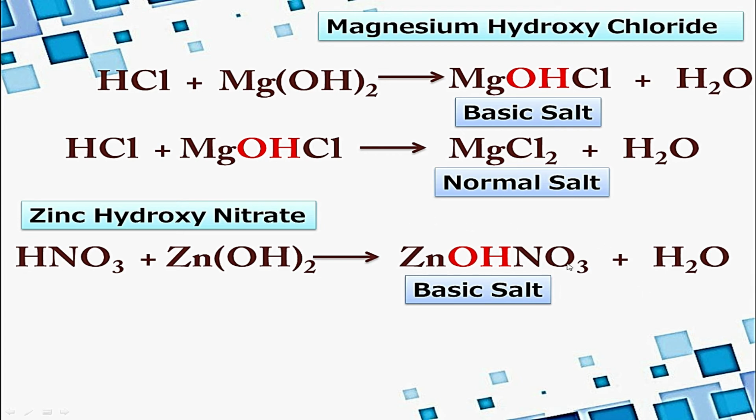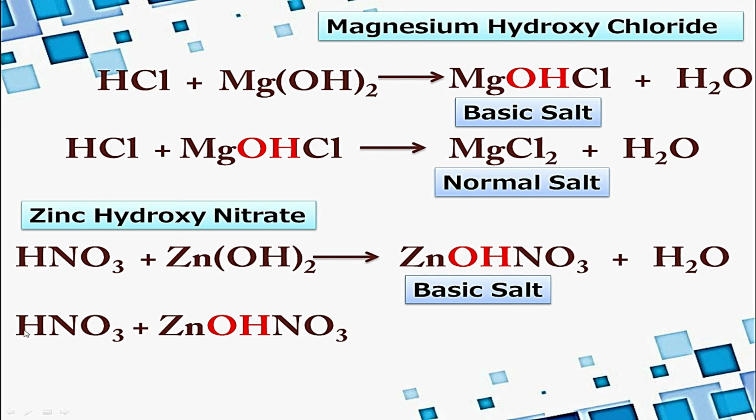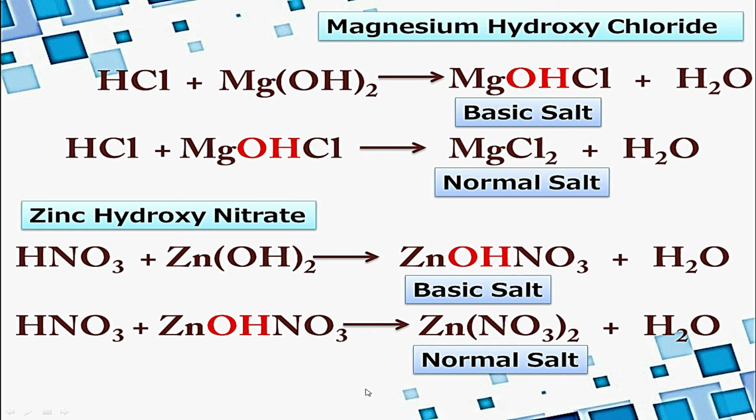So this can undergo another neutralization reaction to form normal salt with nitric acid. This OH will be removed in the next step and NO3 will take its position. So it will become Zn(NO3)2 because the valency of zinc is 2, and water will form. So this salt Zn(NO3)2 is a normal salt. So over here you can see again we can prepare two types of salt through stepwise neutralization reaction of a diacidic base.